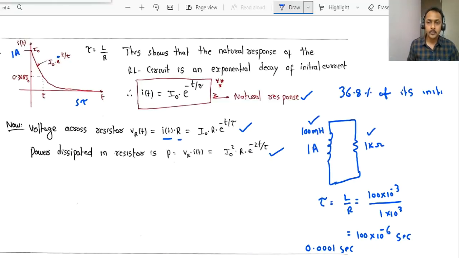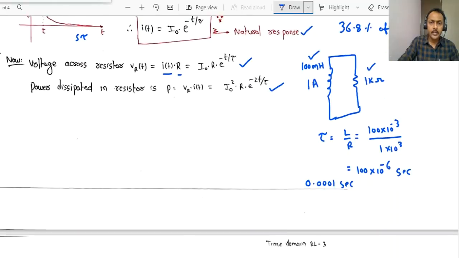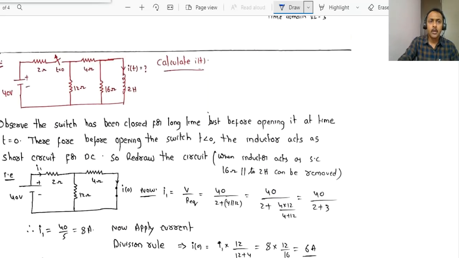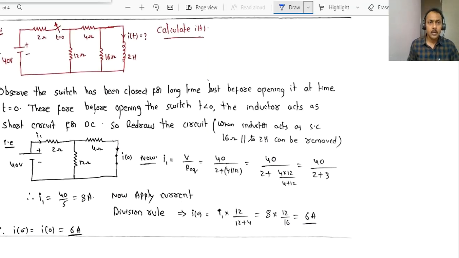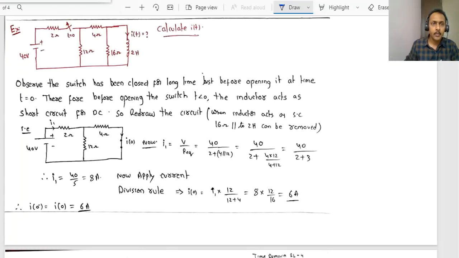Okay? Now let me discuss one example. For this given circuit, calculate i(t). The question is very simple, but if you observe, this arrow direction is important. Please focus carefully, dear students. This arrow is like this, but it is towards outside like this.